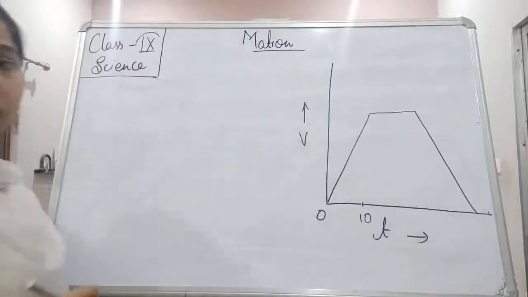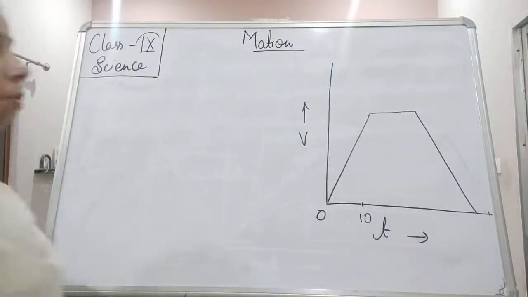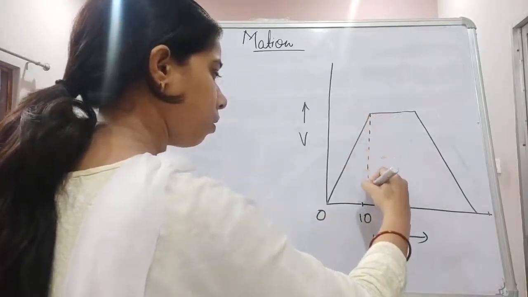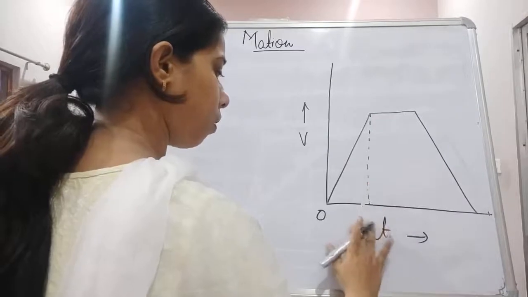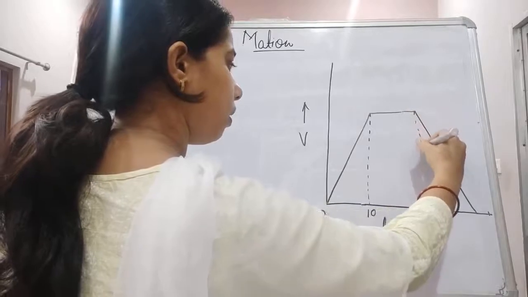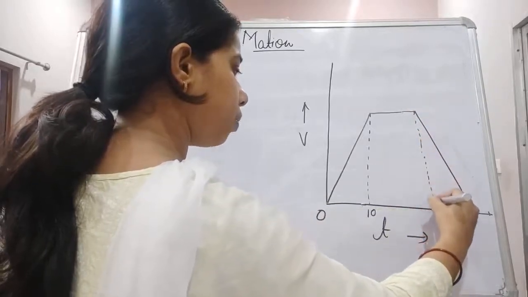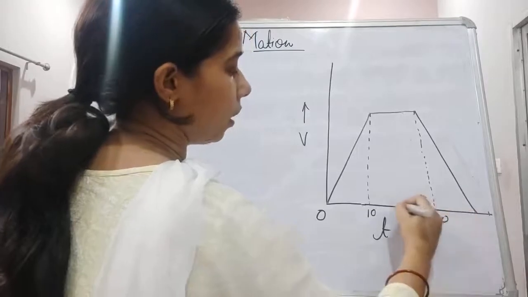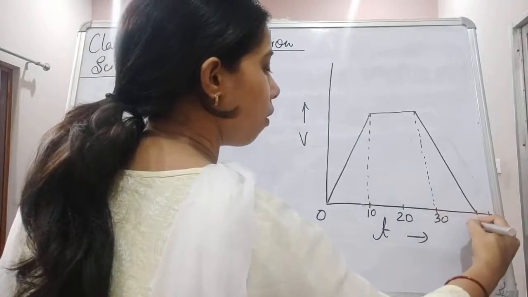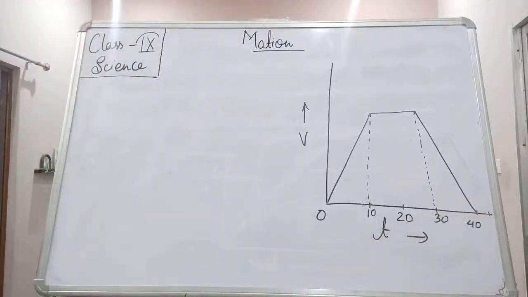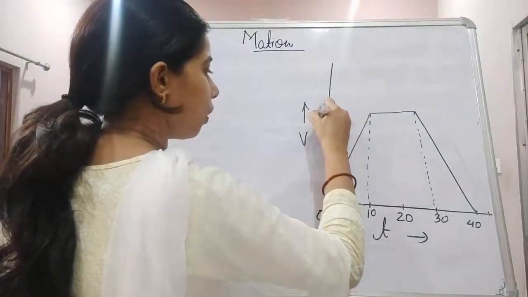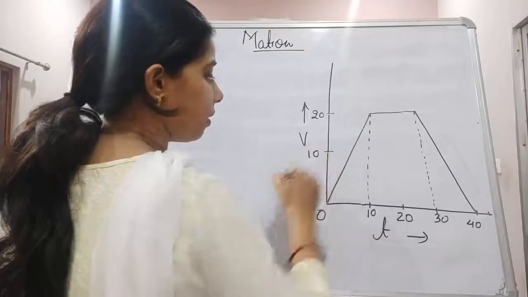Okay. Now you see here, this will be 10. And there is another line that we will draw, perpendicular to the time axis, at 30. In between them is 20. This is 10. This is 30. And this one is 40. Now you see here in between, this is the point that is 20, and this is the point that is 10.